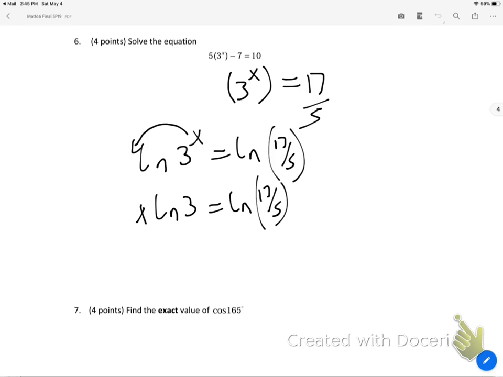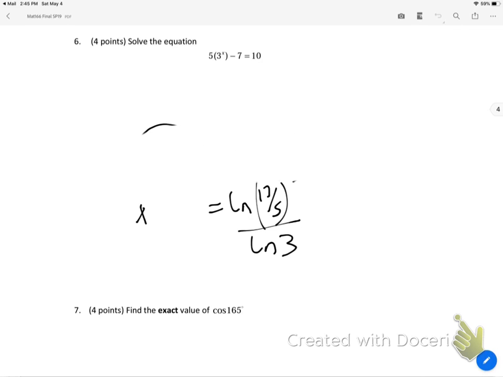Now, because logs are just numbers, I'm just going to divide by the number next to the letter. And that's it. There's your answer: x equals natural log of 17 over 5 over the natural log of 3, or logs if you want to use log to base 10. That's all it is. Okay, so let's take a look at this next one.